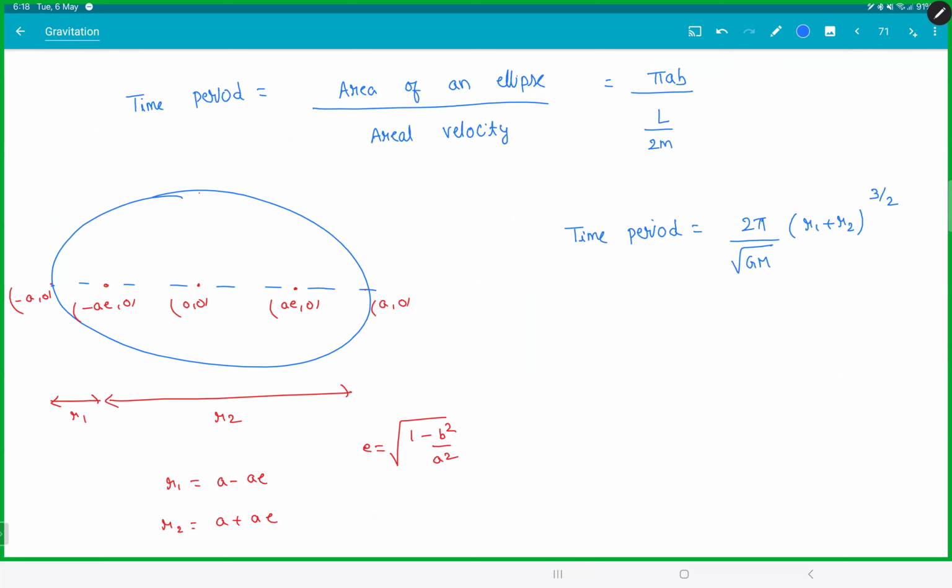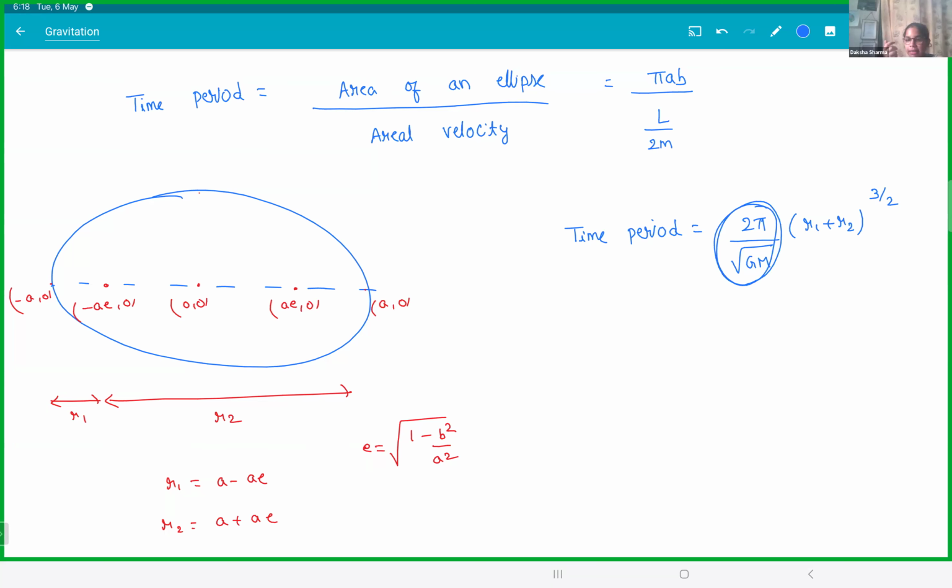The question is still not over. We need to find the radius of curvature at A and B. For the time period, can we use Kepler's third law? What is Kepler's third law? Basically, I just use the formula. The A will be R1 plus R2 by 2. If you cube that, then there should actually be a constant. Where is this constant? How will you get the constant?